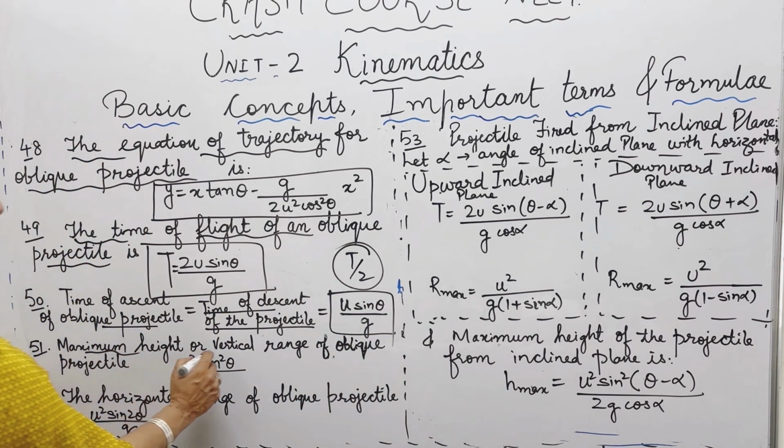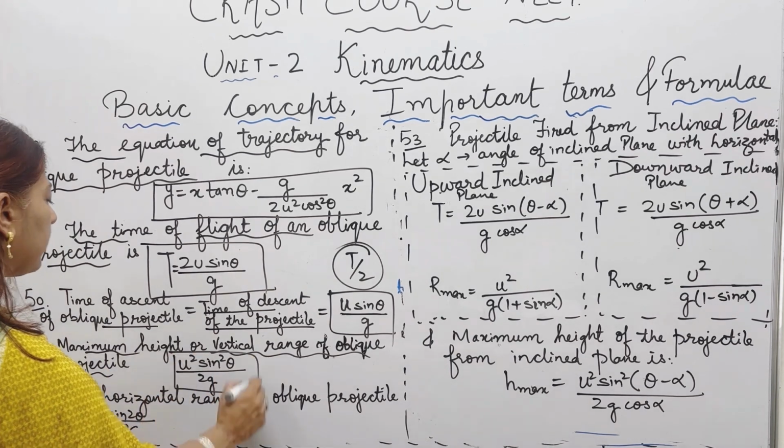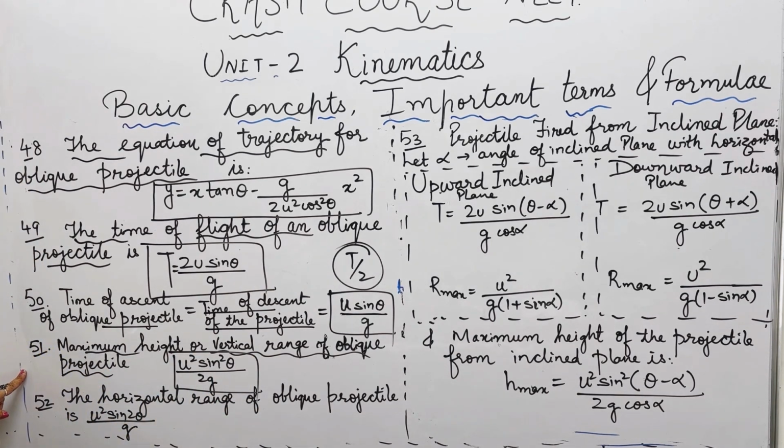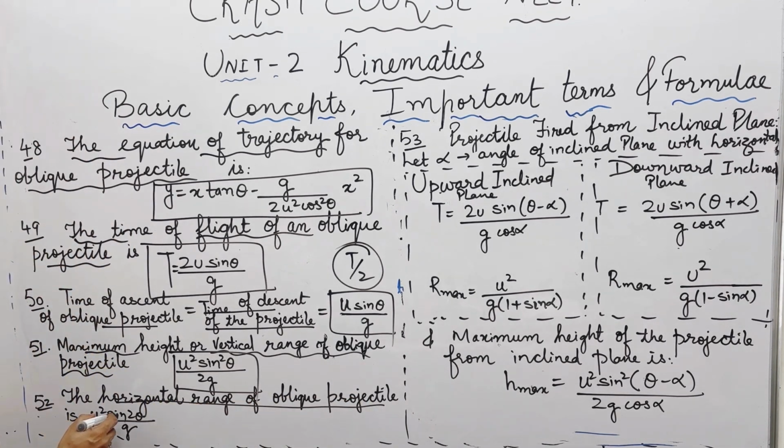Maximum height or vertical range of an oblique projectile is given by u² sin² theta upon 2g. The horizontal range of an oblique projectile is u² sin 2 theta by g.